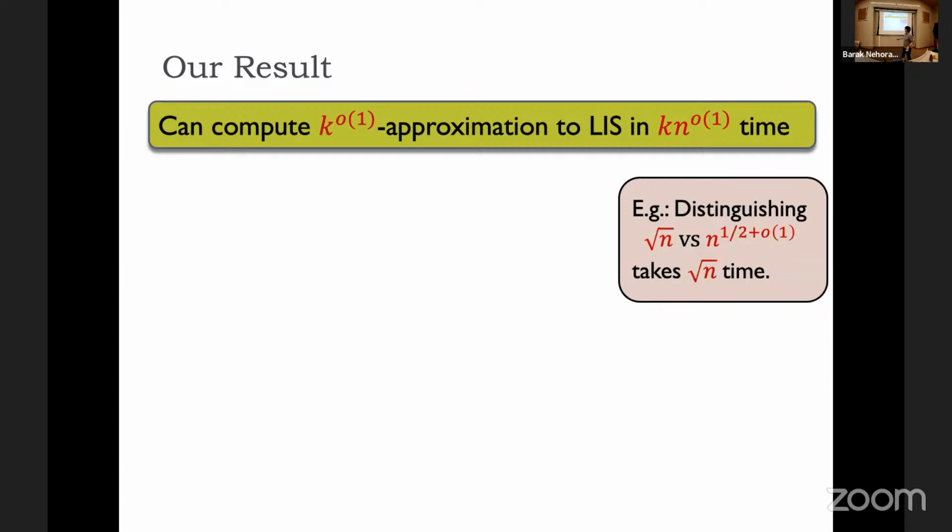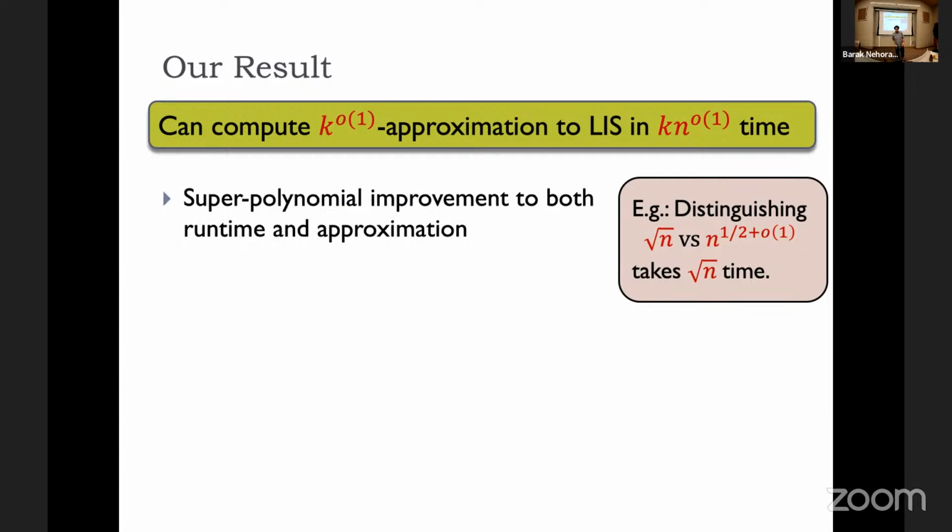For example, in this regime of subsequence LIS being about root n, this means that we can distinguish LIS of like root n versus root n plus epsilon in time about root n. So this is at least kind of an improvement of our previous results, a super improvement, because previous results had both polynomial approximation and polynomial slowdown runtime. This is a sublinear time algorithm.